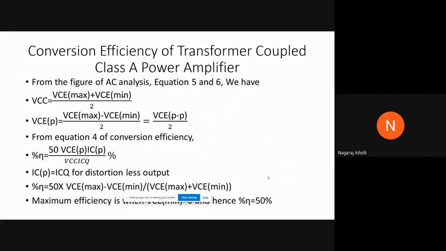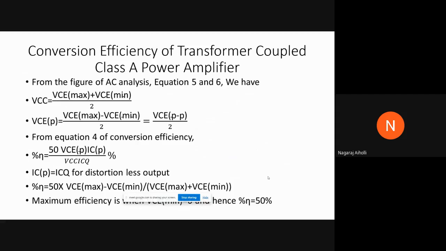In examination, they may ask a question on transformer coupled class A power amplifier efficiency as: derive the conversion efficiency equation of transformer coupled class A power amplifier. That is one way of asking. Or they may ask, show that the maximum efficiency of transformer coupled class A power amplifier is 50%. These may be two possible types of questions that may be asked in examination on the maximum efficiency, or the conversion efficiency, or collector circuit efficiency, or theoretical efficiency of transformer coupled class A power amplifier.